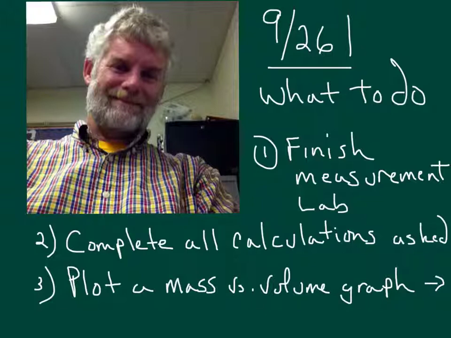First, if you have any measurements that need to be done on any part A, B, C, D, or E, I need you to go into room 300 and finish the measurement lab. Everything's set up. It's still in the same places that it was yesterday. So hopefully you can find and work with what you need to work with. Secondly, I need you to complete all calculations that you're asked to do. And if you look at your lab sheet, typically at the end of each section I'm asking you to do something with what you measured.